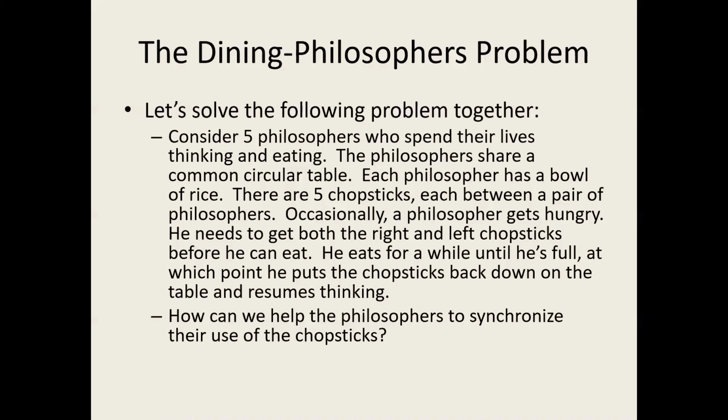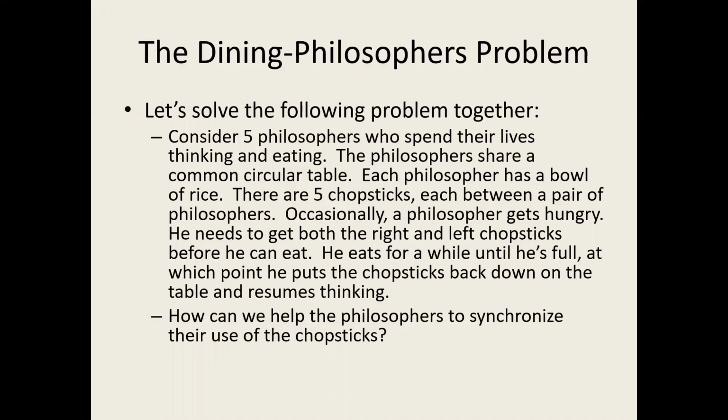So when the philosophers get hungry, they need to eat. So in the given table, it is a circular table. There are 5 philosophers and 5 chopsticks. Each chopstick is between 2 philosophers. Later on, I will show you the diagram. So there are 5 philosophers sitting at a circular table, and there are 5 chopsticks. Each chopstick will be between 2 philosophers.